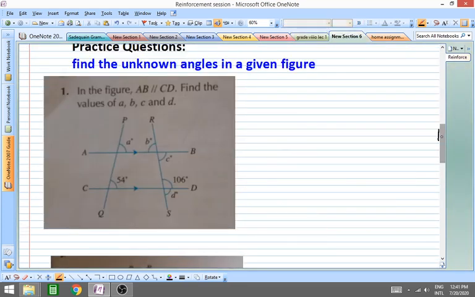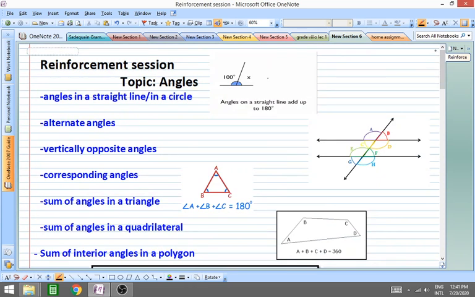Well, today's lecture is actually a reinforcement session in which we will discuss angles. The following subtopics will be covered in the topic angles. First we will see what are total angles in a straight line or in a circle, then alternate angles, what are vertically opposite angles, then along with it corresponding angles, sum of angles in a triangle, sum of angles in a quadrilateral, and finally sum of interior angles in a polygon. So we will be discussing these topics today and let's start them one by one.